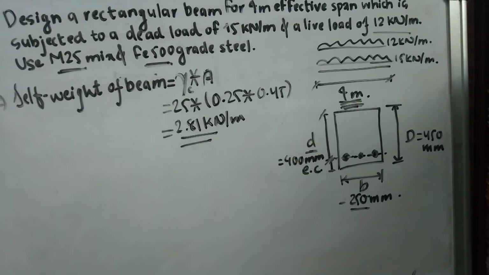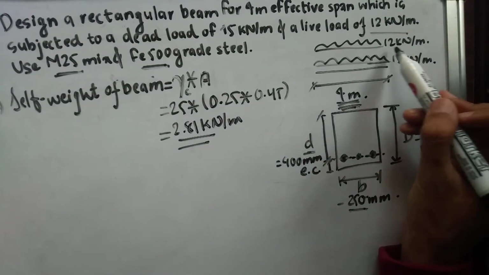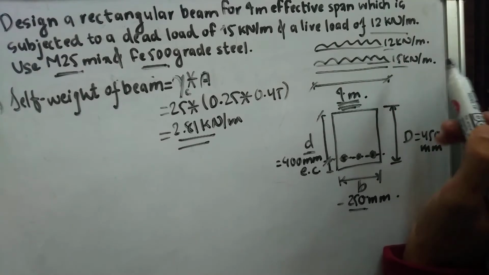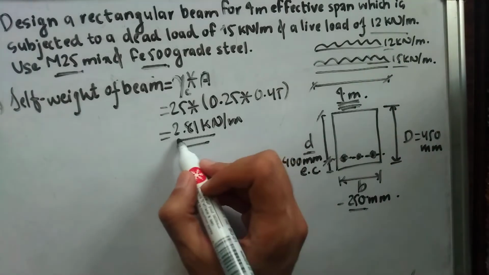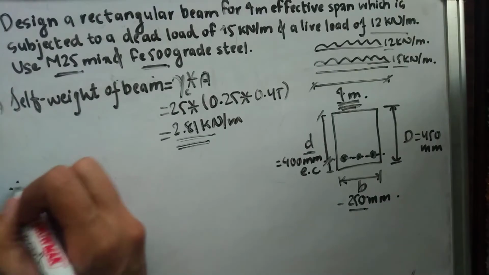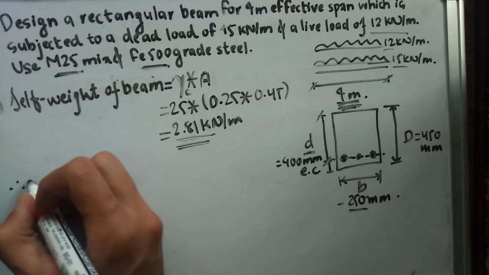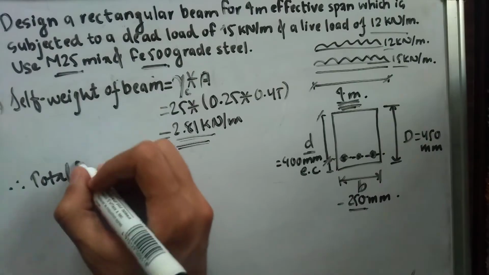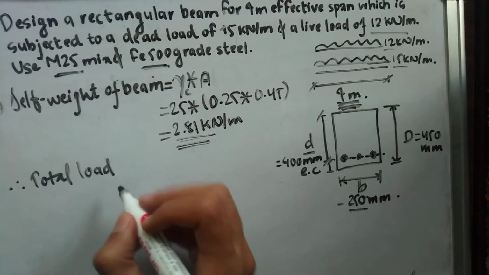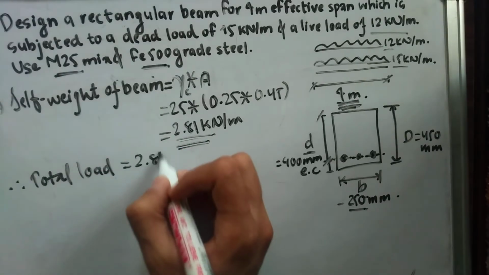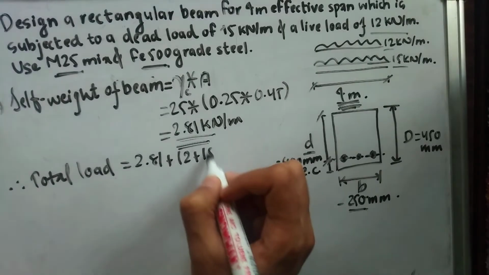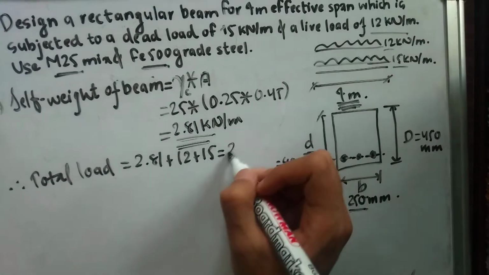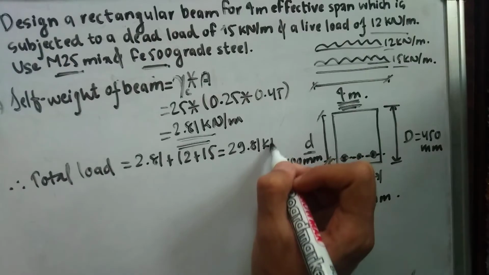Previously we had a live load of 12 kilonewton per meter, a dead load of 15 kilonewton per meter, and the self weight of the beam is 2.81 kilonewton per meter. Therefore our total load is 2.81 plus 12 plus 15. On summation, we get the value of 29.81 kilonewton per meter.